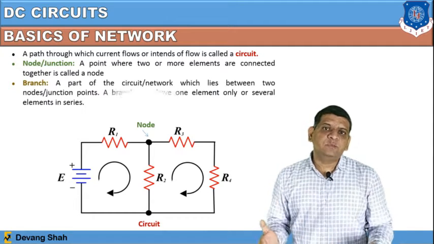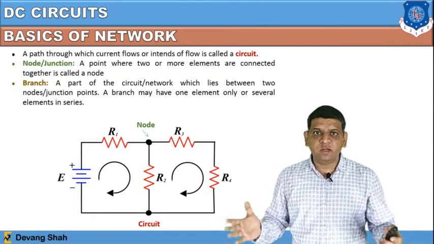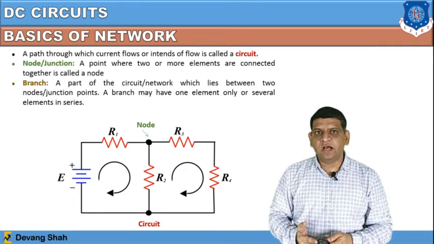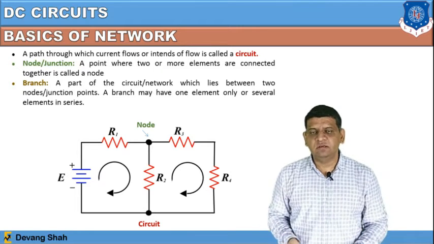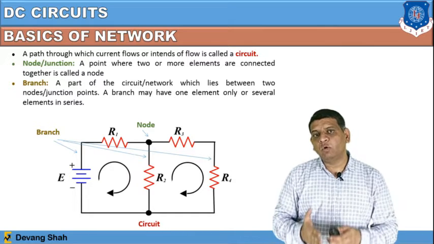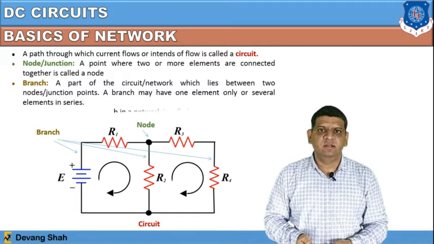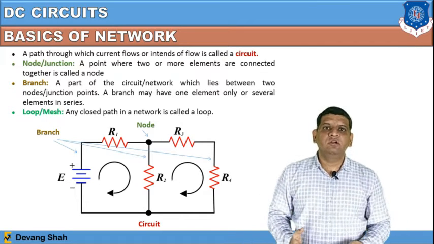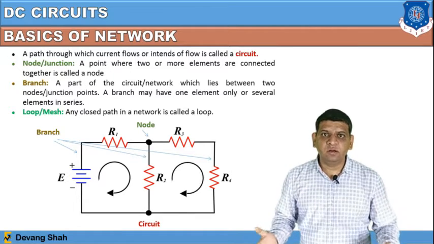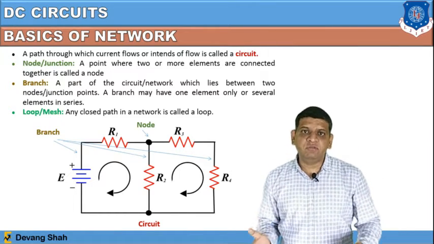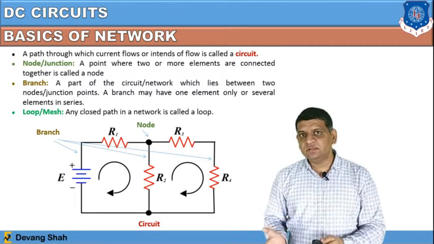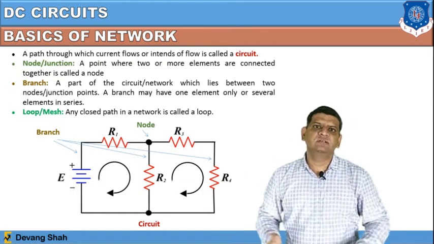Next is a branch, which is a part of the circuit or network that lies between two node or junction points. A branch may have one element or more elements in series. If you look here, you can see there are three branches where the individual elements are connected. Now our next important term is the loop. A loop or mesh is nothing but a closed path in a network. Ultimately the current must follow a closed path. You can consider it as a loop, or as a whole, as a circuit.